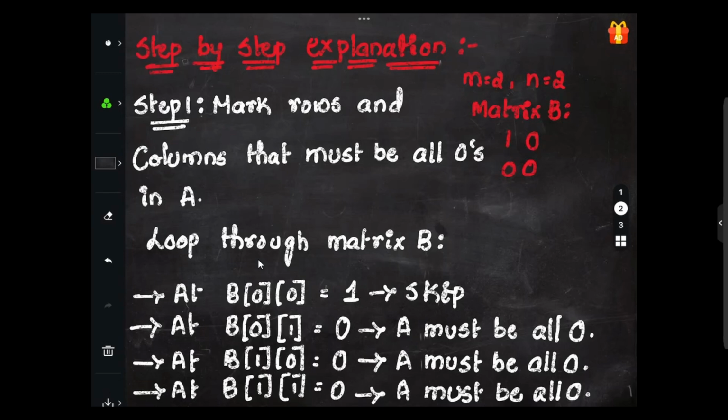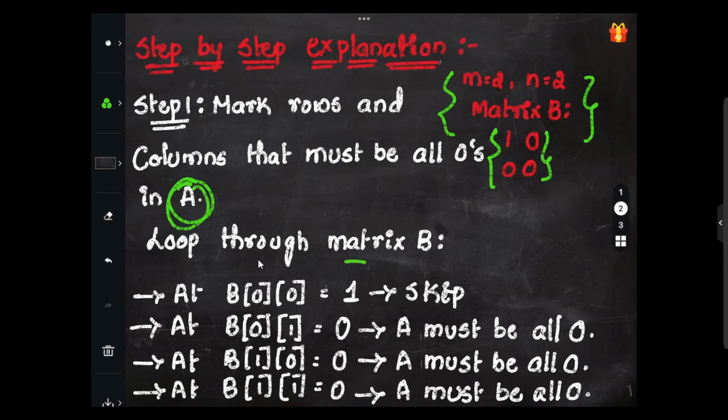So the first thing here is, we are considering this one. M equals n, nothing but the rows and columns, two rows and two columns here. The value we have here is 1 0 0 0. We have to mark the rows and columns that must be all zeros in the matrix A, not in the matrix B. We have to reconstruct the matrix A.